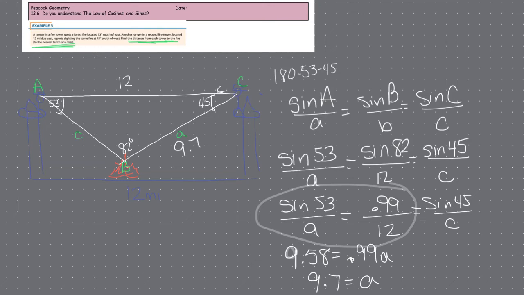Then we're going to do the same thing, except we're going to use these two as a proportion, and I'm going to cross multiply and solve once again. So I'm going to say the sine of 45 times 12. That's going to give me about 8.49. 8.49 is equal to 0.99 C.